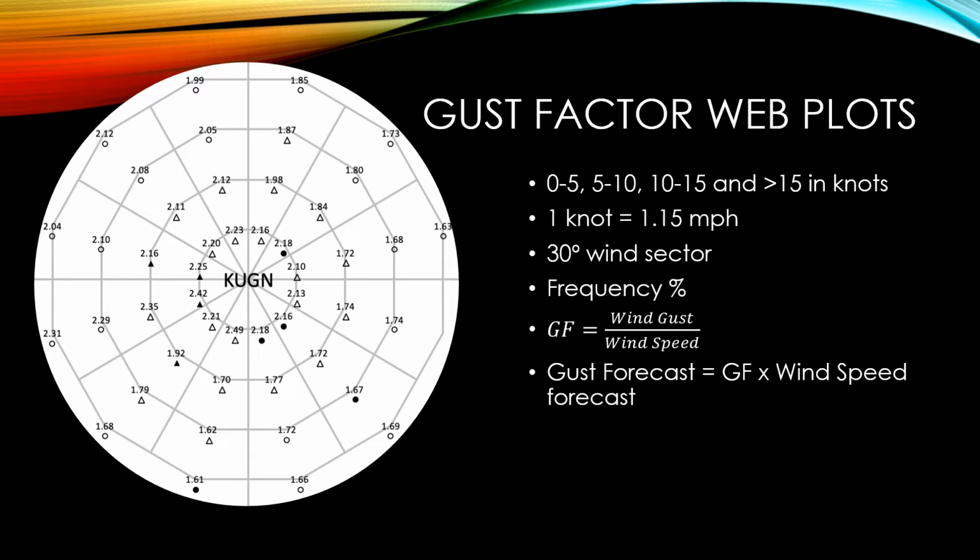Other research done by Professor Call and Austin Harris has shown that gust factors can be used in forecasting with very high confidence. If you multiply the gust factor by the forecasted wind speed, you are able to get a number for the potential peak wind gusts in that area. For example, this site here, KUGN, has a very large gust factor of 2.31 when winds are out of the west-southwest and when the mean wind speed is greater than 15 knots. So a wind speed of 20 knots at KUGN from that direction would give a peak wind gust of 46 knots, or 53 miles per hour.